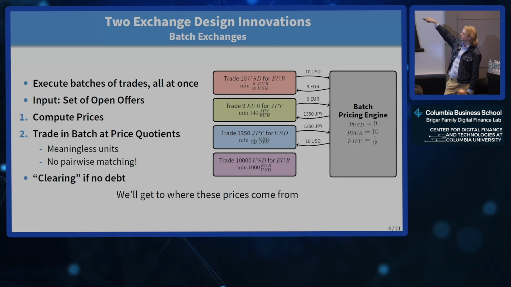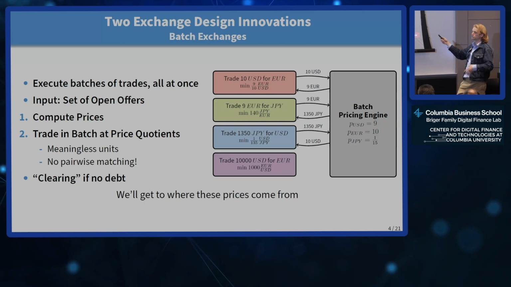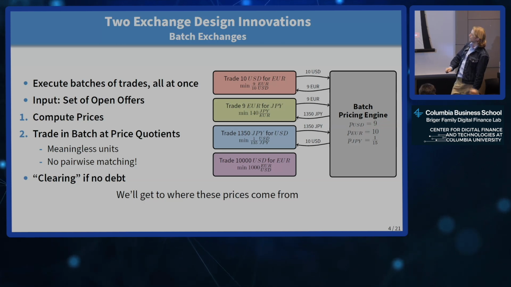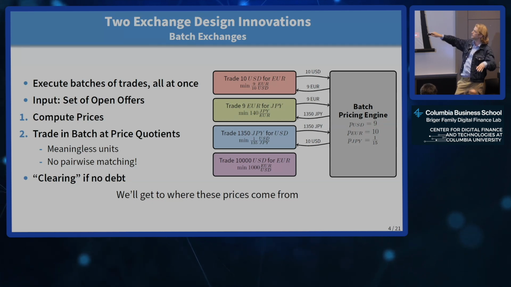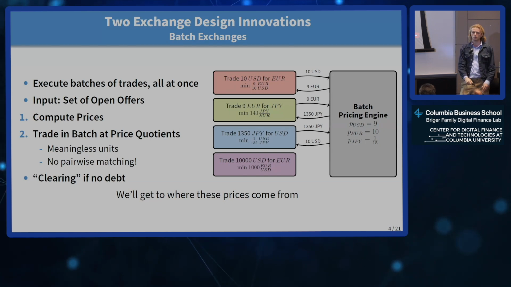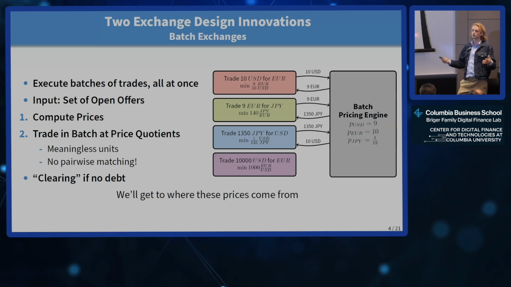Given these quotients, every offer checks to see: is the offered price by the batch greater than my limit price? If it is, it trades. Otherwise, it doesn't. And I just want to point out, this is not pairwise matching. In this example, at least, there's no pair of these offers that's able to trade, and yet we're able to make a bunch of trades here. We'll say that the set of prices clears the market if, after this whole process, the batch itself has no surplus or debt of any asset.